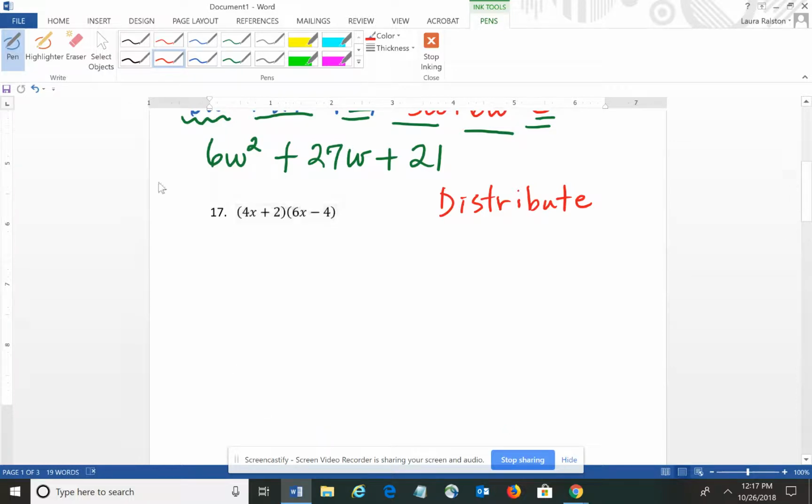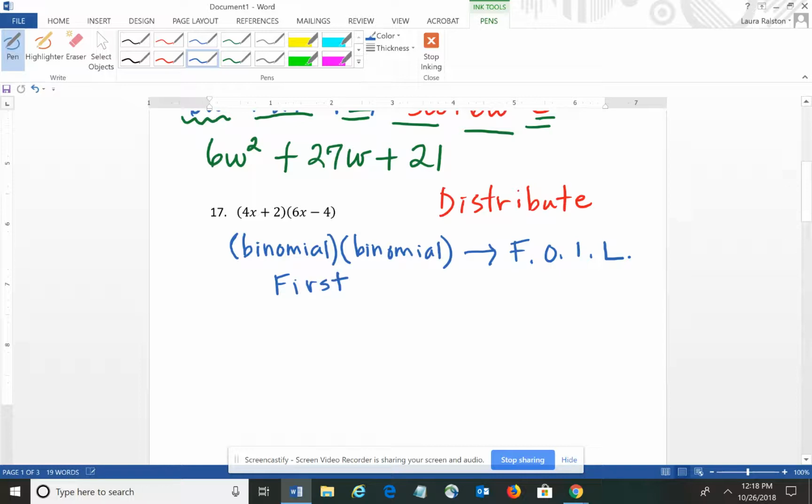Now, this particular one, (4x + 2)(6x − 4), is kind of a special one. Each one of these polynomials is considered a binomial because they each have two pieces. And there's a special terminology we use when we think about a binomial times a binomial. We say we're going to FOIL it out, which means we're going to multiply the first pieces in each one, the outside pieces, then the inside pieces, and then the last pieces. Okay, so I'm going to try to draw it out as I go.